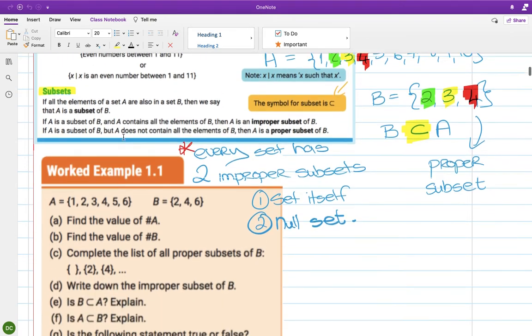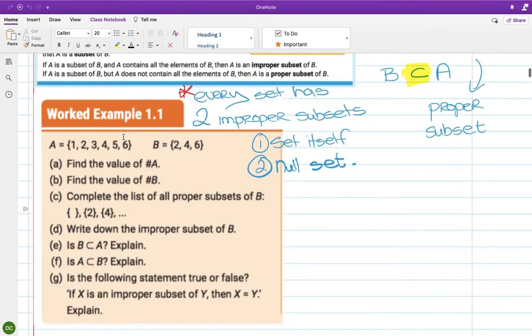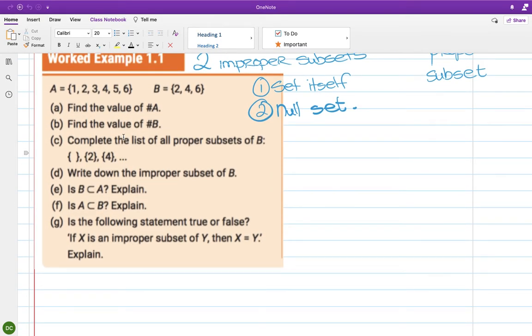Yeah? Okay, so we'll have a look at this little question here. So they give us two sets, A and B. And the first one there is find the hashtag A. Okay, remember hashtag means cardinal number. And when we see cardinal number, it means we count. So the cardinal number of A is 1, 2, 3, 4, 5. It is 6 because there are 6 elements in A. Find the value of hashtag B. That's the cardinal number of B. Again, we count 1, 2, 3. So there are 3 elements in set B.